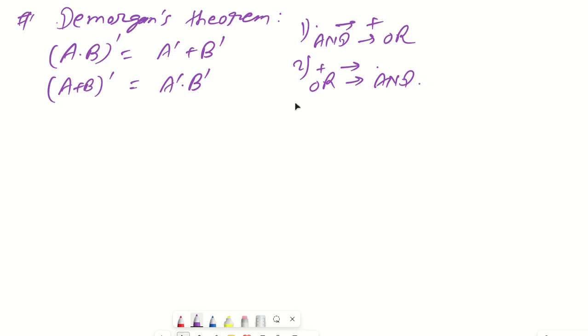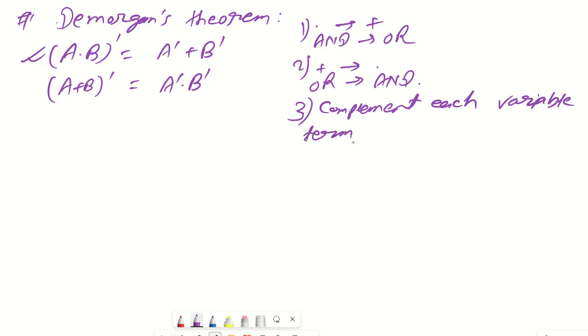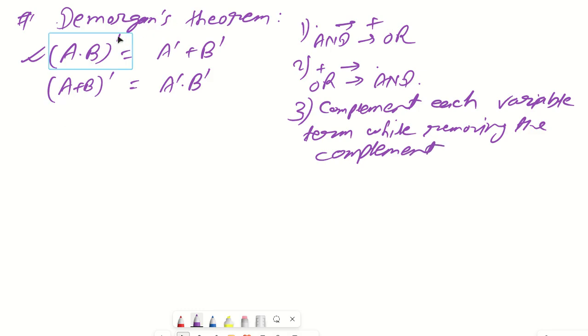Now what is the other thing? We have to complement each of the variables while removing the complement. So what happens? Let us say third, what you have to do in De Morgan's theorem is complement each variable. See, this is the formula, (a dot b) prime is equal to a prime plus b prime. So how will you get it? Complement each variable term while removing the complement. This complement we are trying to remove, so we have to put a complement on each of the variables. Okay, so let me generalize this.